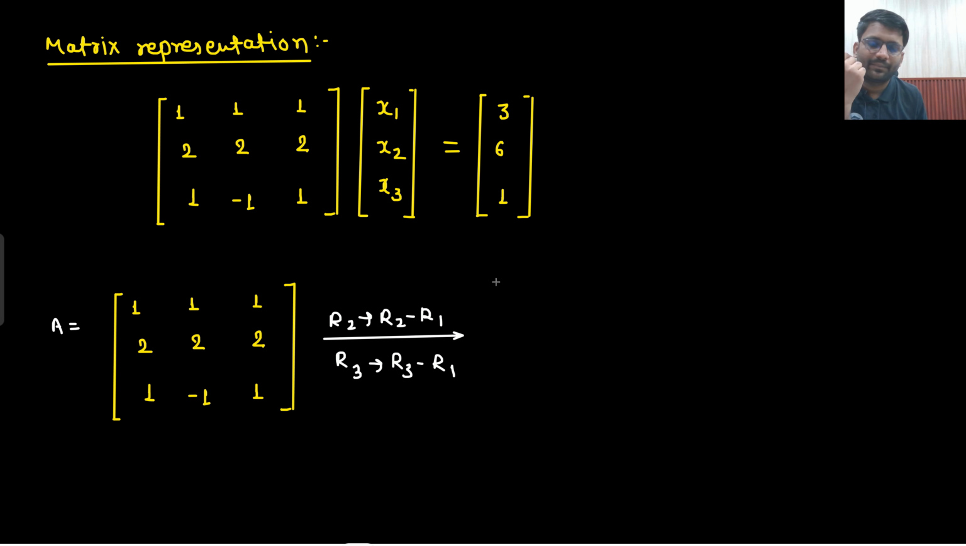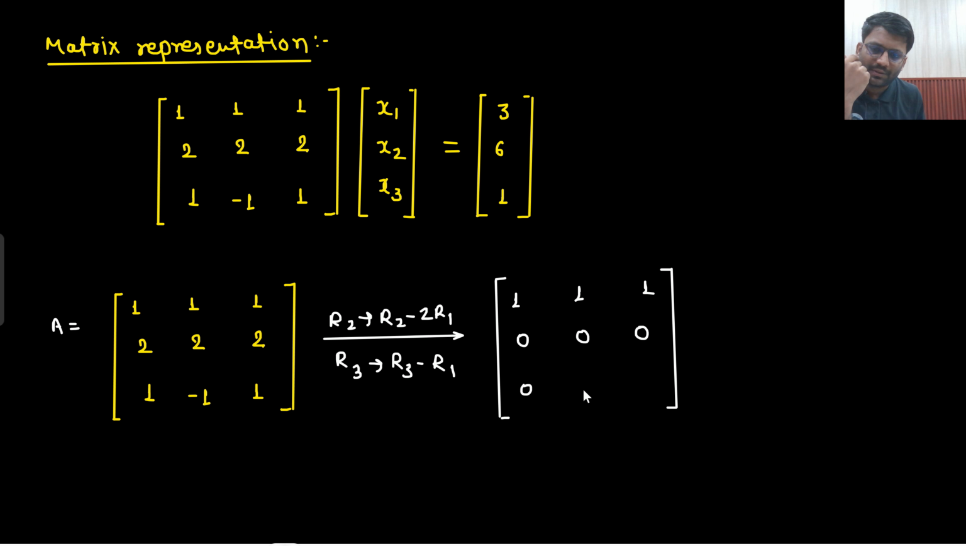So what will I be getting? 1, 1, 1. So R2 is replaced with R2 minus 2R1, right? 0, 0, 0, 0, minus 2, 0. Okay, then you can interchange as well. Next thing you are doing is interchange. So how will you interchange? 0, minus 2 goes upward and this goes downward. 0, minus 2, 0 and 0, 0, 0. I have interchanged as well.